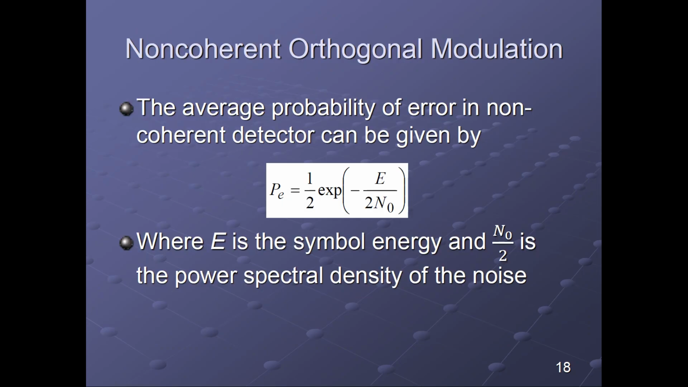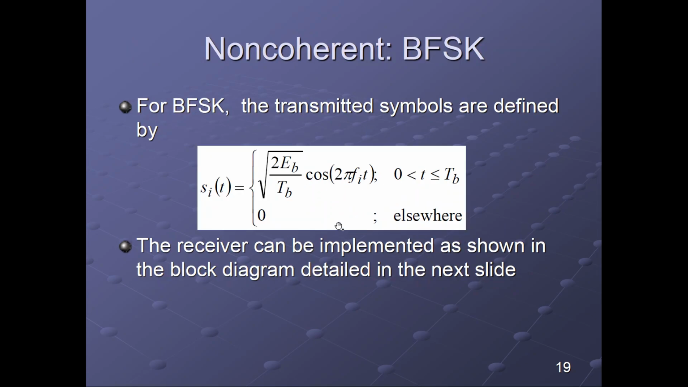Now, what's the average error probability of this scheme? For non-coherent frequency shift keying, the average error probability is half exponential of minus E over 2 N naught, where E is the symbol energy and N naught over 2 is the power spectral density of the noise. So which one is better, this or binary phase shift keying? Of course, binary phase shift keying, because it is coherent, and the error probability was half erfc of square root of Eb over N naught, which is lower than this value. This value is larger.